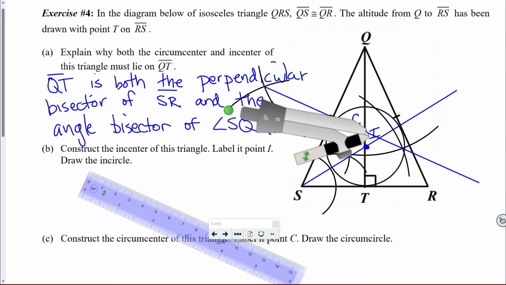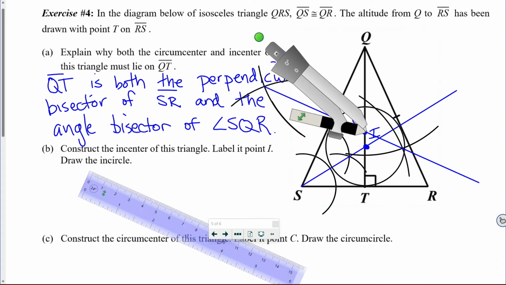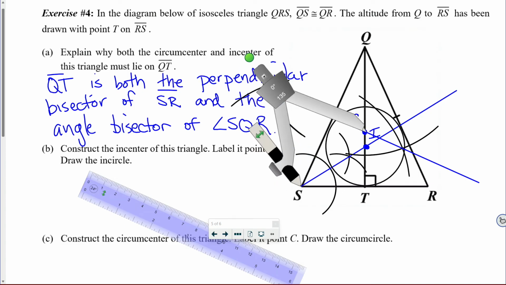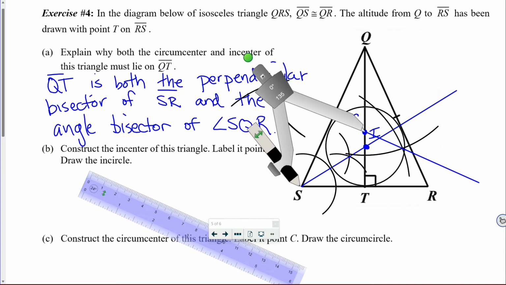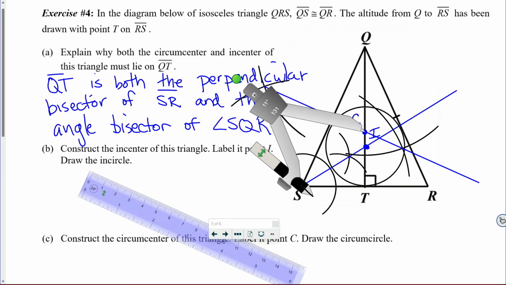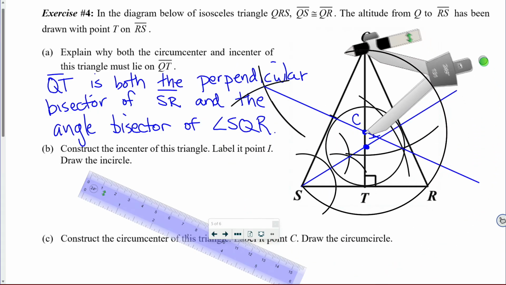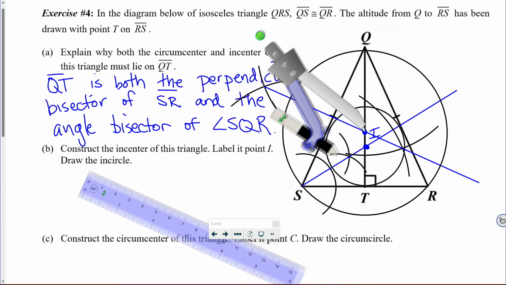Now I have to draw the circumcircle. It's going to have a center at C, and a radius from C to any one of the three vertices of the triangle. All right, so we're close. It's probably as good as I'm going to get. Oh, man, just a little bit off there with Q.